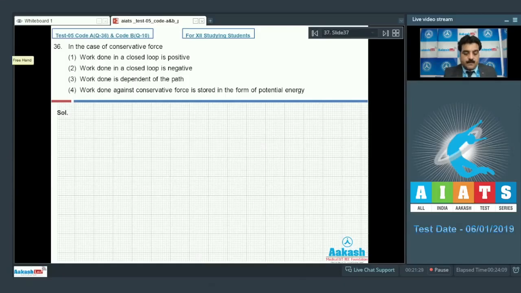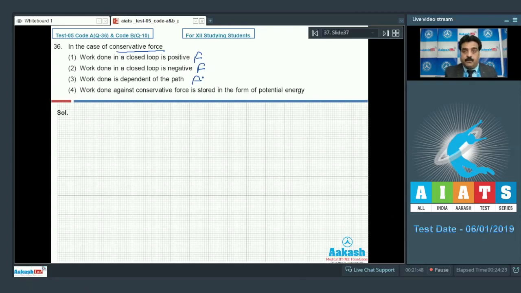This is a basic question. In the case of conservative force, work done in the closed loop is positive. No, you know it will be 0. So this is false. Work done in a closed loop is negative. No, this is another false statement. Work done is dependent on the path. No, it is independent of the path.